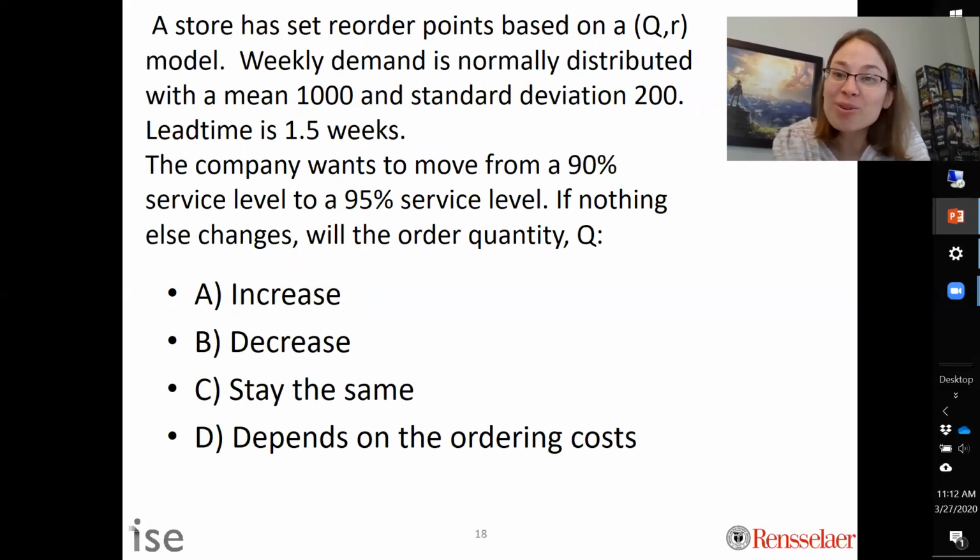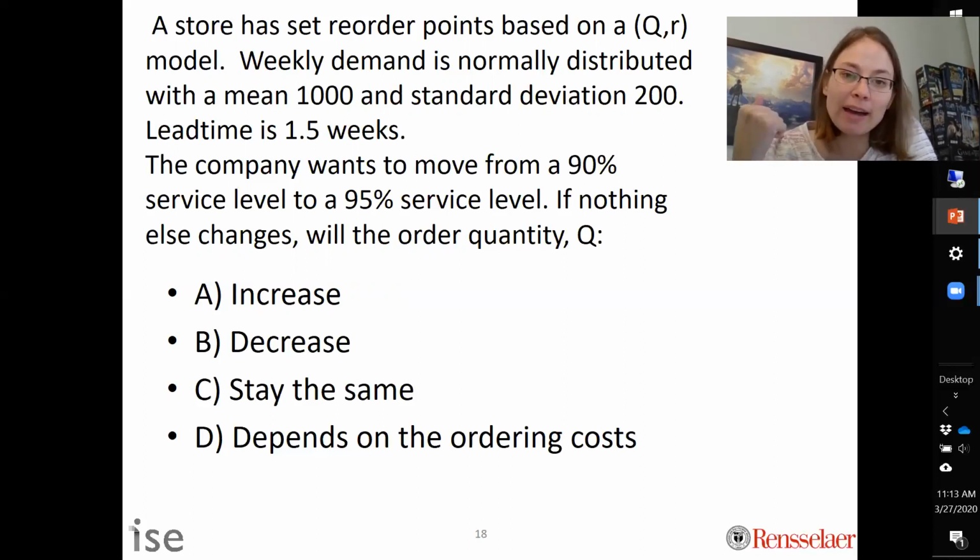All right, this one is a little wordy, so I'll read it through. A store has set reorder points based on a QR model. Weekly demand is normally distributed with a mean of 1,000 and a standard deviation of 200. Lead time is 1.5 weeks exactly. The company wants to move from a 90% cycle service level to a 95% cycle service level. If nothing else changes, will the order quantity Q increase, decrease, stay the same, or depend on the ordering cost?